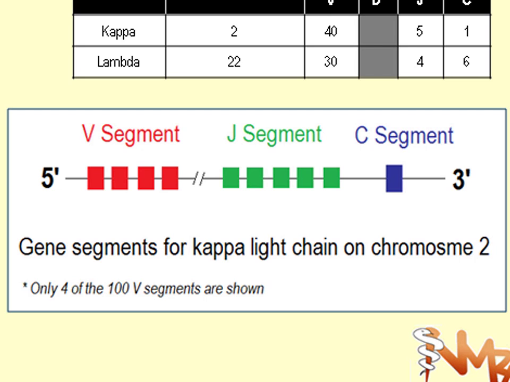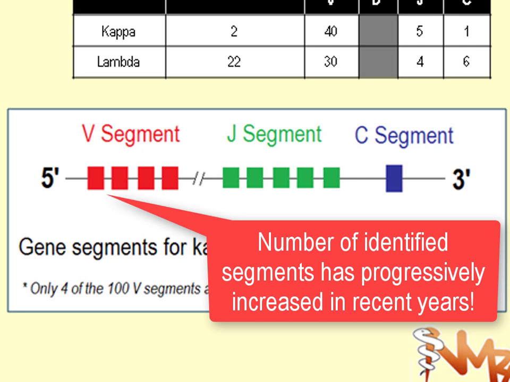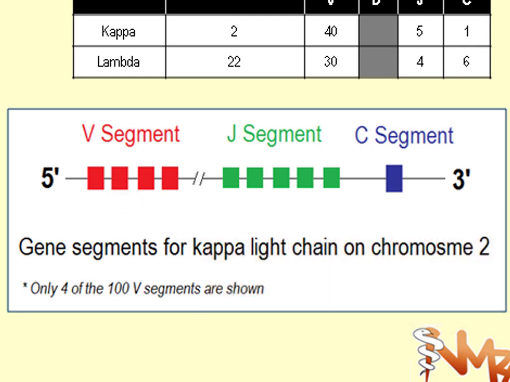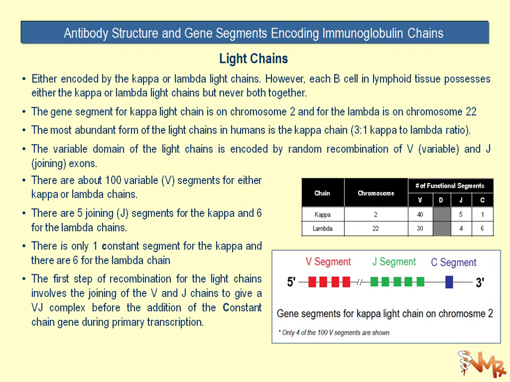As you see in the diagram below, I'm showing the V segment in red. As I said, there are 100 of those segments. However, in this diagram, I'm showing only 4 of them. With regard to the J segment in green, I'm showing all 5. And with regard to the C segment, I'm showing only 1. So this should be representative of a kappa chain, the diagram that you see below.